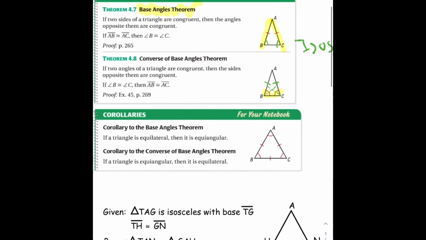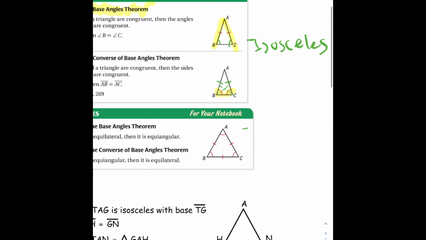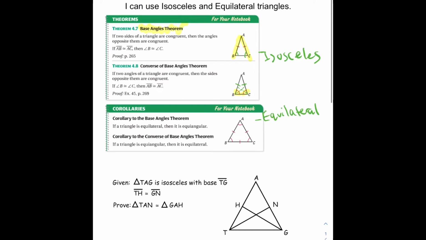And then it also works with an equilateral triangle, which you already knew that, where the three sides are equal to the three angles.